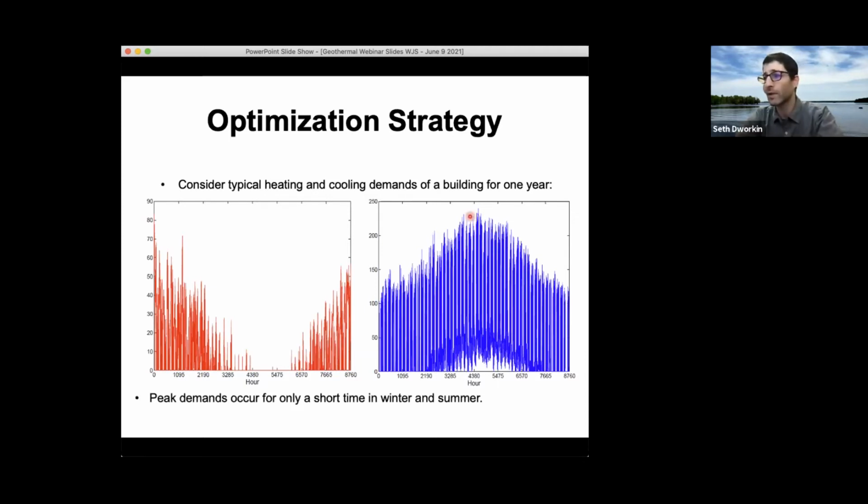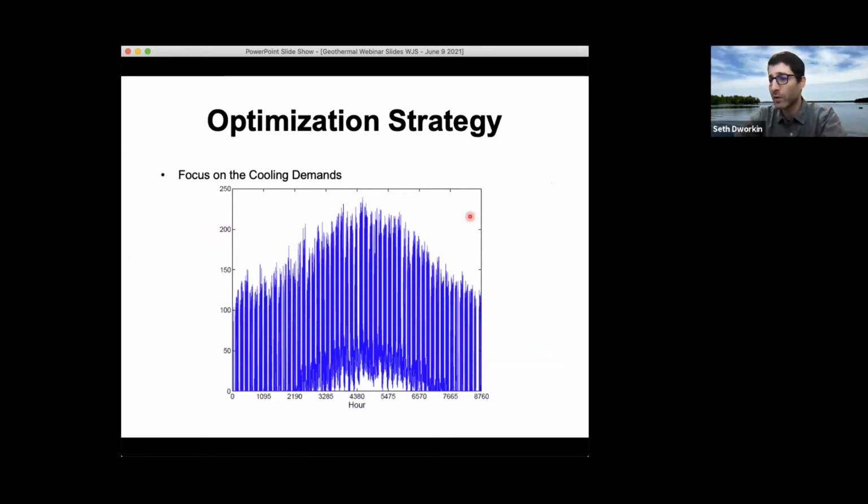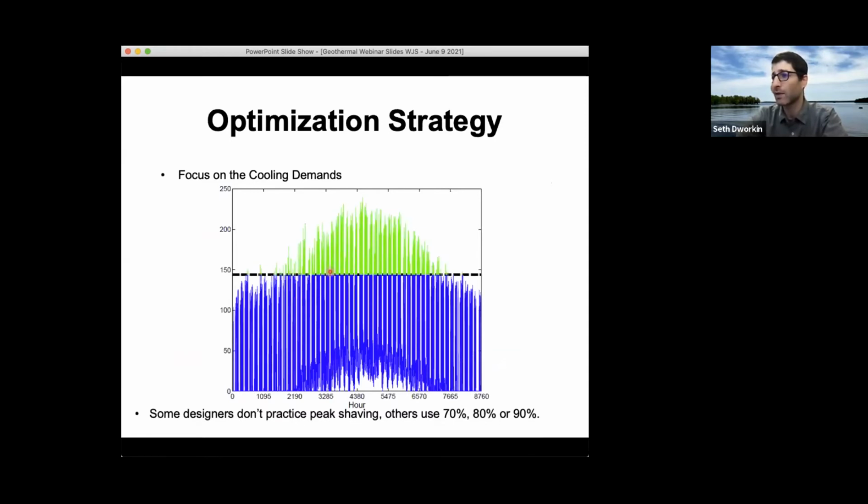So if we focus on the cooling demands, some designers don't practice what we call peak shaving, and others use 70, 80, or 90%. And what that basically means is that you draw a line across the demands across a year, and every time the demand is below that line, it can be met by your geothermal system. And then every time it exceeds the capacity of the geothermal system, which is this black dashed line, the demand needs to be met by some auxiliary system. So maybe in this case, an air source heat pump or some other type of chiller system.